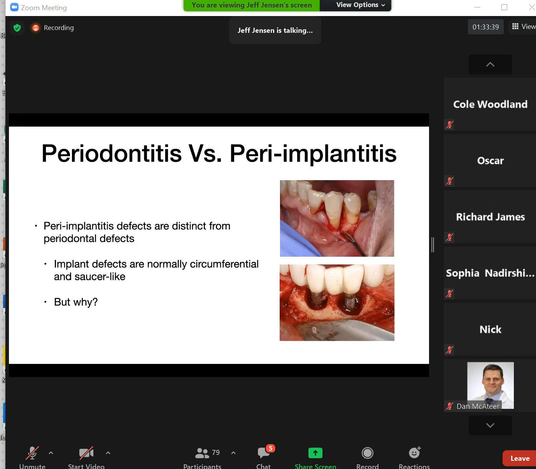Some theorize that the threading on the implant just leads to more bacteria moving down the implant. They term it like a slide or like a roller coaster or something. But typically, we don't know necessarily why. But these defects are much different than we see in teeth, and it can be difficult to graft those if they're wide and totally circumferential. But occasionally that can be to our benefit if it's able to contain the bone better. Sometimes we can see some improvement after grafting.